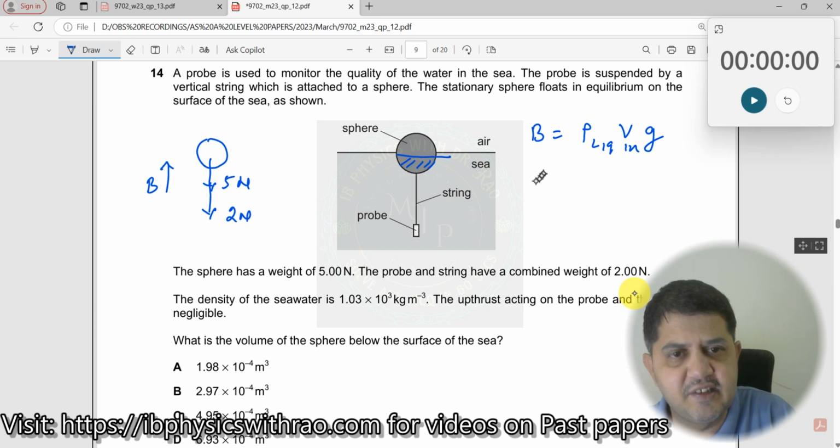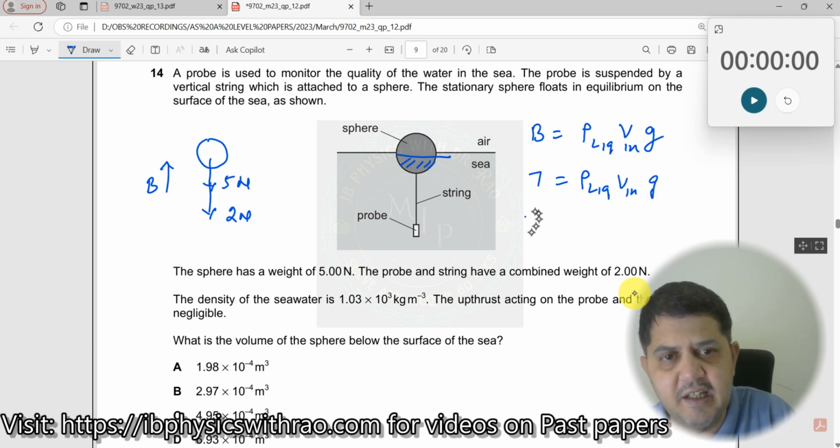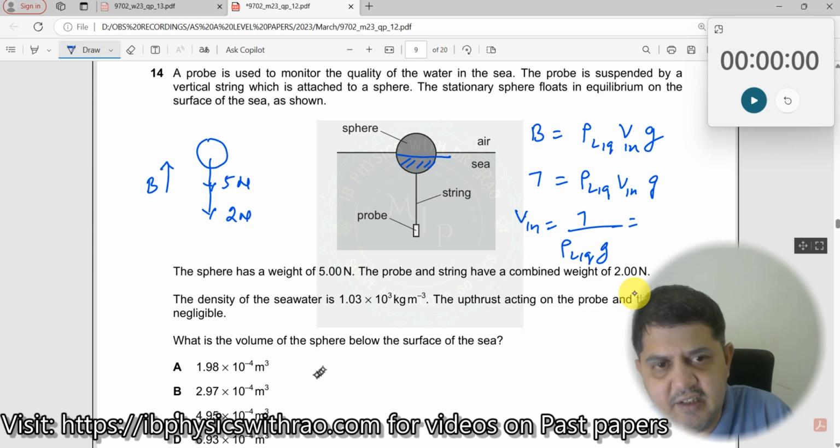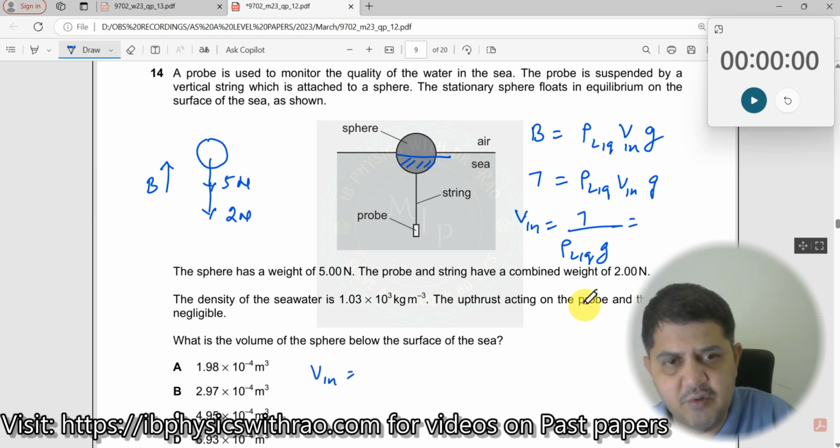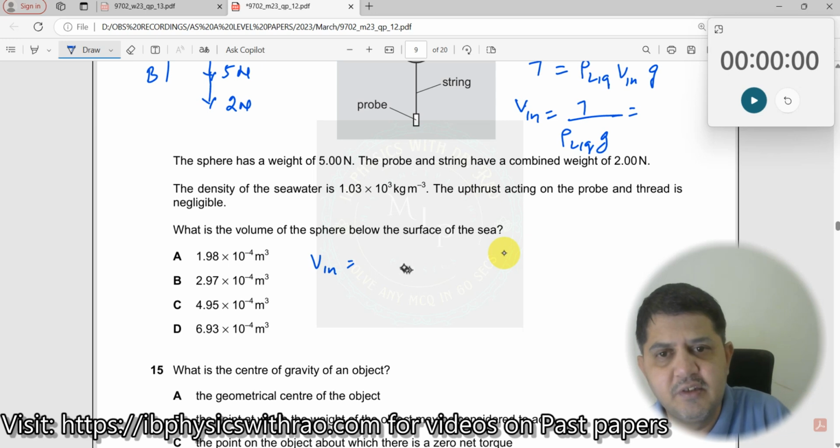What I will do is I'll just equate these two. So 7 should be equal to rho liquid V in into g. What do I need? I need V in. V in should be equal to 7 divided by rho liquid into g. So let me substitute all this. V in is equal to 7 divided by rho liquid. What is rho liquid? 1.03 into 10 to the power of 3 multiplied by 9.8.